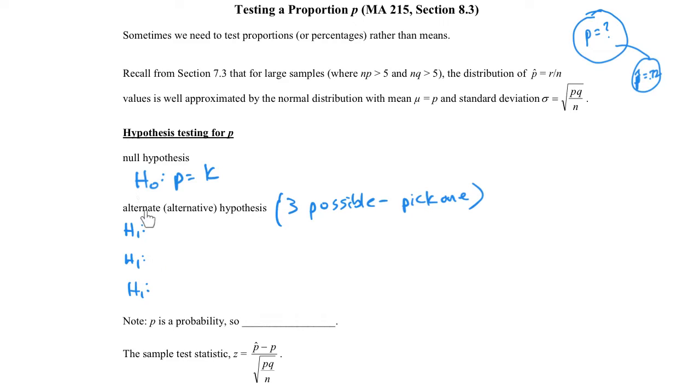Remember, H sub 0 is the null, H sub 1, or you could say H sub a, that's the other way to write this. So we could have p is less than k, p is greater than k, or p is not equal to k. Just like before, this one is a left-tailed test, this is a right-tailed test, and this is a two-tailed test. The example we're going to look at, we're going to consider the two-tailed test. So I'm going to make a note of this. This is a two-tailed test.